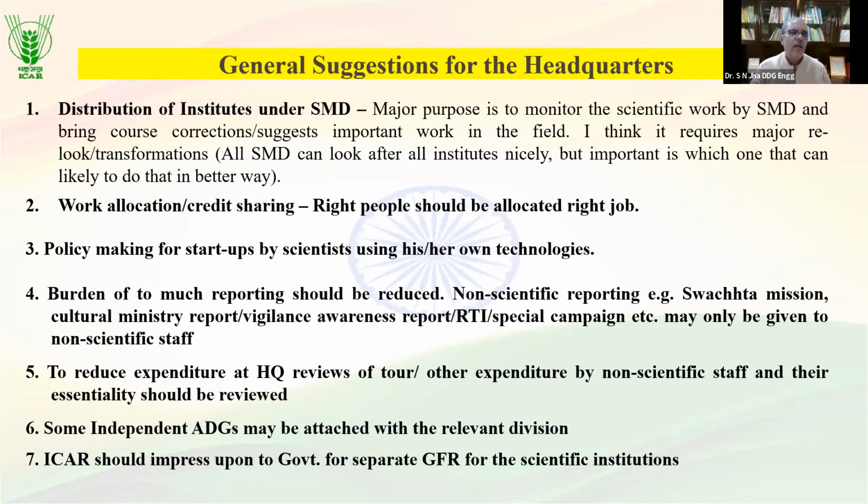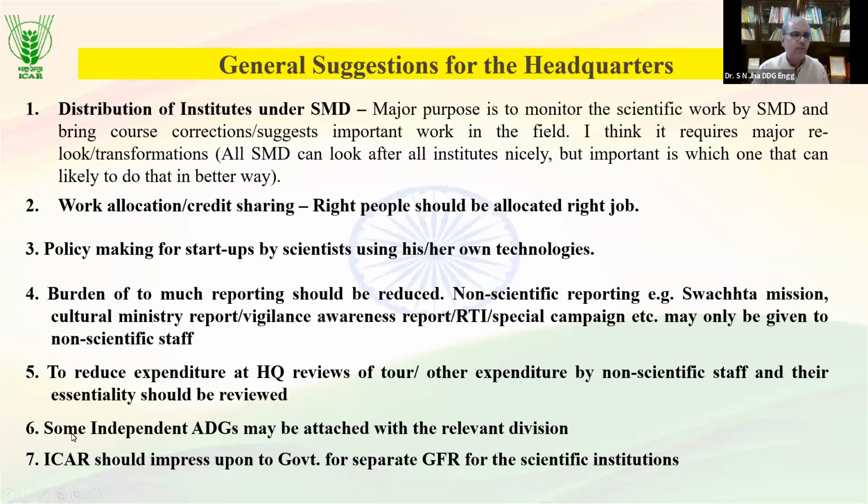General suggestions are on the last slide. The distribution of institutes: the major purpose is to assemble them, to monitor the technology and projects scientifically. So this is the time to see which institute is more suitable for which assembly, not based only on official work, file moving and this and that. That is very much required. ICAR has a lot of reform to do, and it is time. This is also required: work allocation and credit sharing. Many times I have seen that the right scientists and the right groups are not allocated the right job or project. That has to be seen.